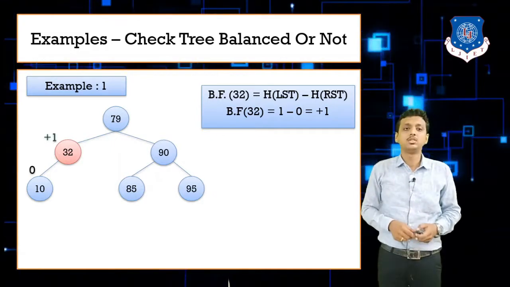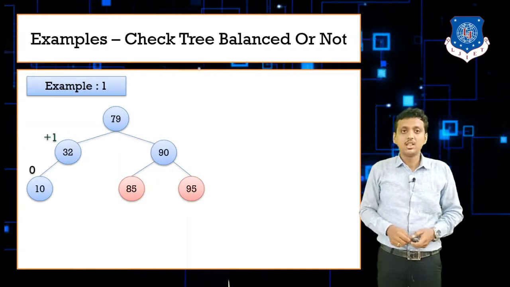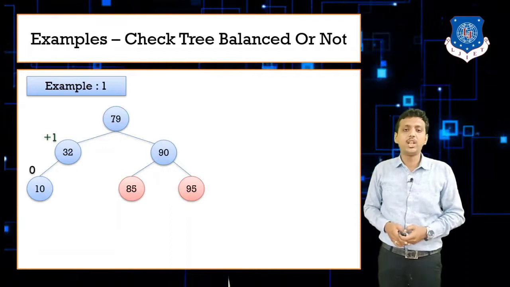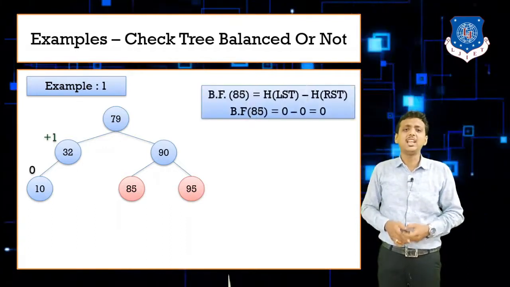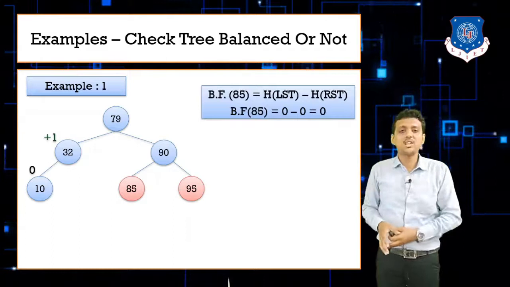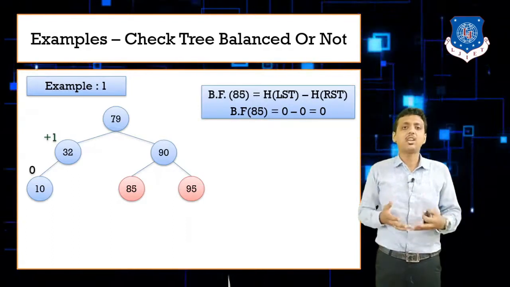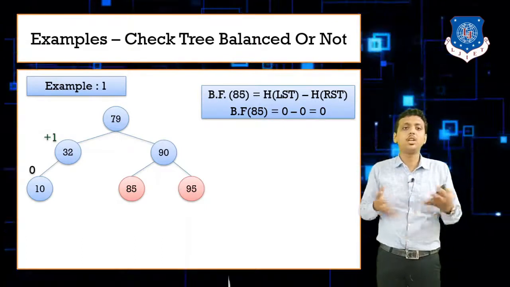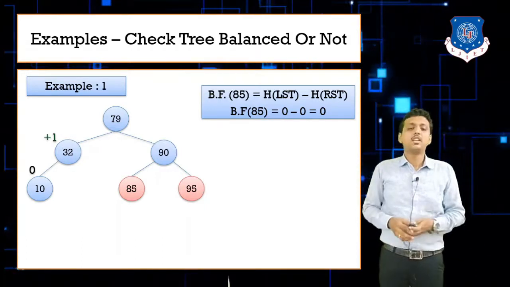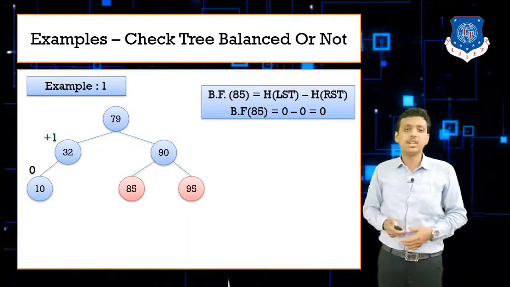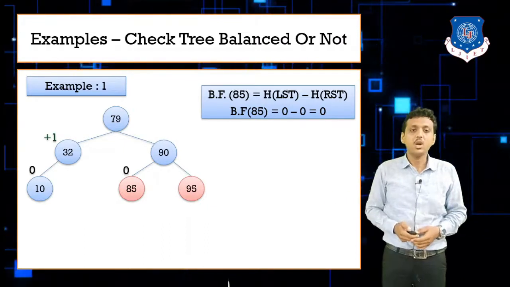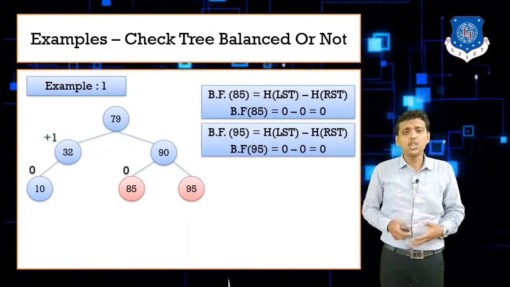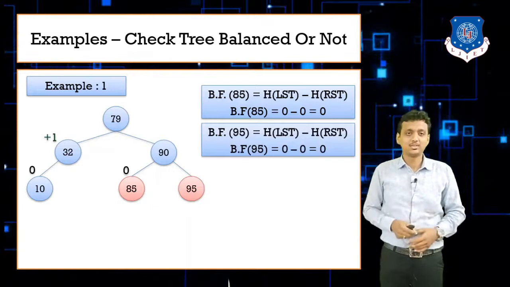Now let's move to 85. Node 85 is a leaf node. 85 does not contain any left subtree or right subtree. That's why the height of its left subtree is 0 and the right subtree height is 0. 0 minus 0, the total becomes 0. So the balancing factor for node 85 is 0. Now for node 95. Again, 95 is a leaf node. Balancing factor is 0.